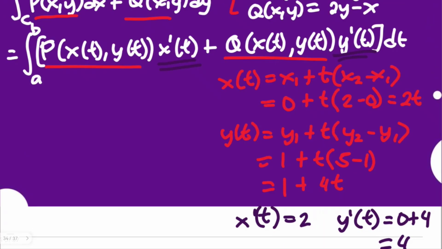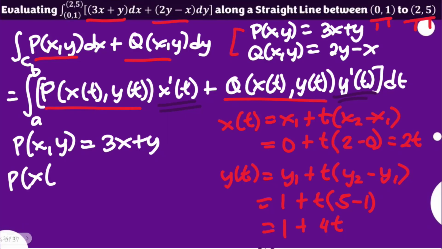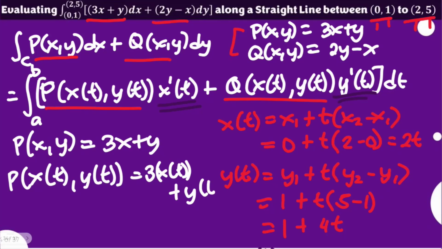The next thing here is for our P of x of t and y of t. Originally, our P of x, y is identified as 3x plus y. So, if you're asked for P of x of t and y of t, simply change the x into x of t and y to y of t. This is 3 times x of t plus y of t.